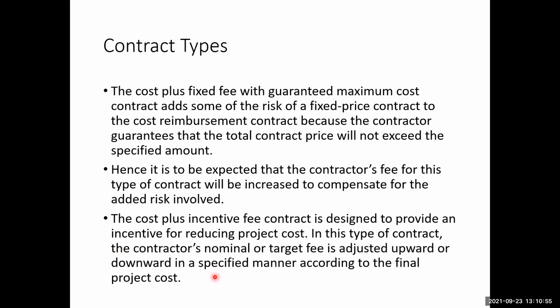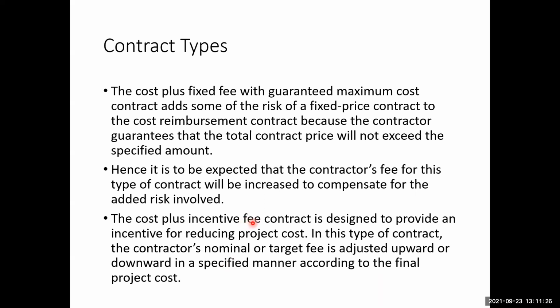So as I have explained it very briefly in the previous example, say for example, if there is an incentive, then that means $100,000 was the normal cost. Then in the end, there was a saving of say $10,000. So out of that saving of $10,000, maybe $5,000 will go to the contractor, and the $5,000 will go to the owner.